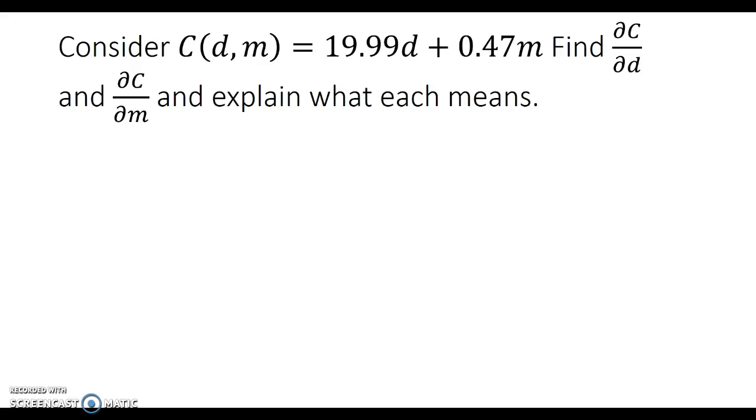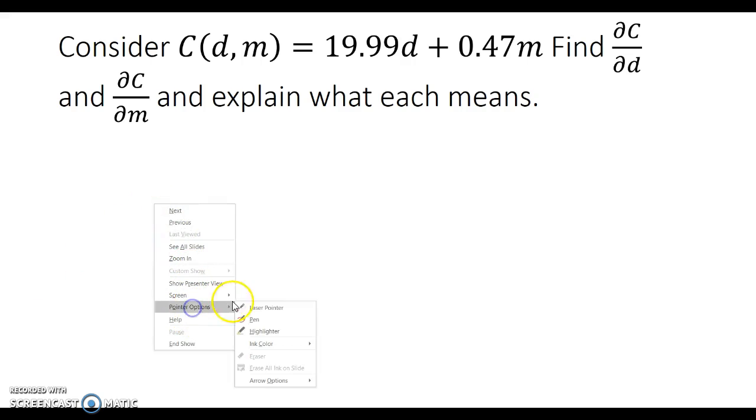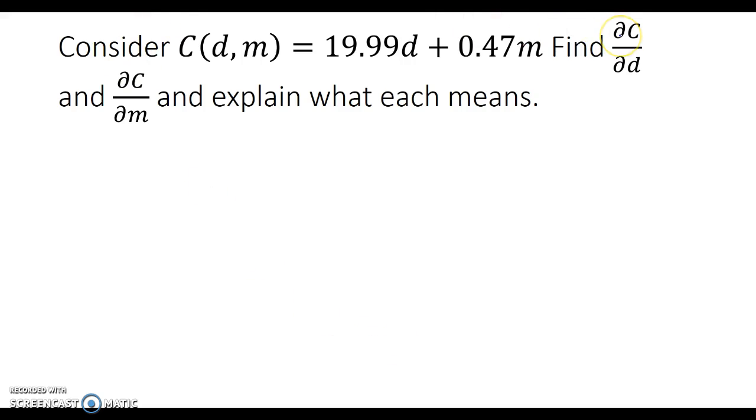In our second installment of rates of change for multivariable functions, we're now going to take a look at some partial derivatives, which again looks like a foreign concept, but is actually quite in line with what we've been doing and exploring in these multivariable functions. So the question that we're going to look at first is: find the partial of c with respect to d and the partial of c with respect to m, and explain what each means.